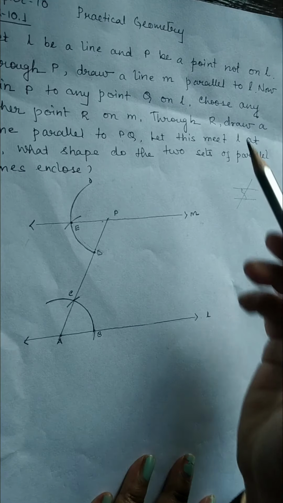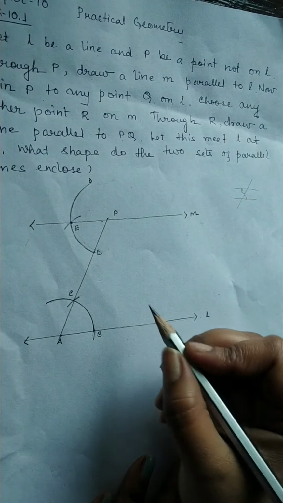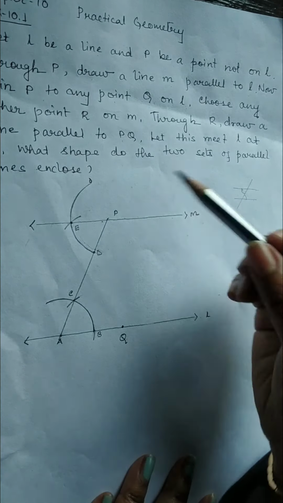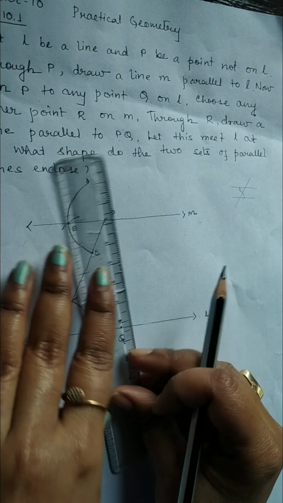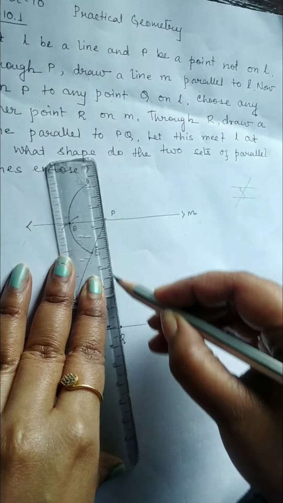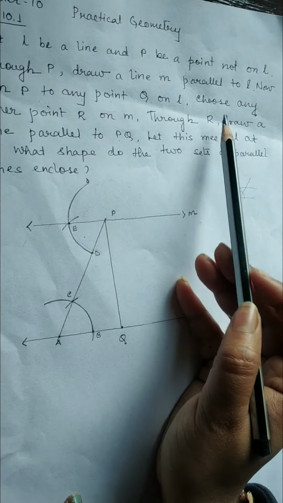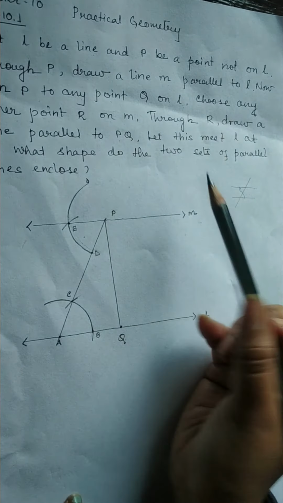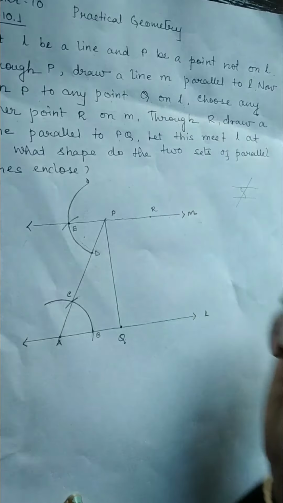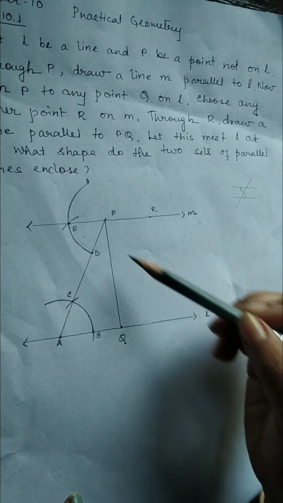Now next step is we will have to join P to any point Q on L. So we will have to take any point Q on L. Okay, now we will have to join PQ. Suppose this is the line PQ. Okay, now we will have to take another point R on M. Suppose this is point R on line M. Now through R we will have to draw a line parallel to PQ.